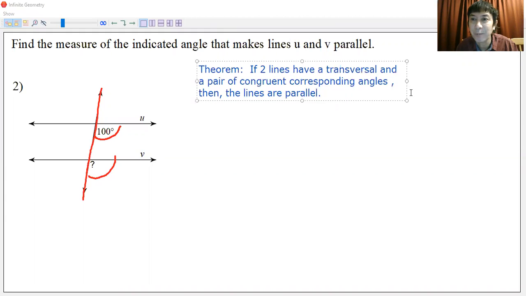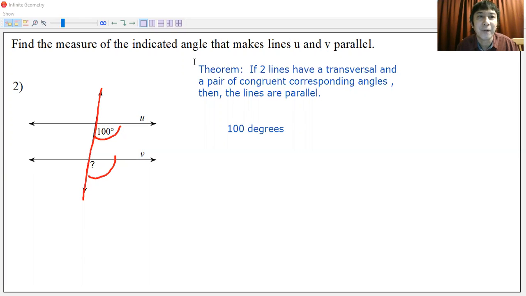Okay, the same theorem. You can just read it. If two lines have a transversal and a pair of congruent corresponding angles, then the lines are parallel. Our answer there must be 100 degrees also. That should also be 100 degrees. There. Okay, so the lines U and V are parallel.